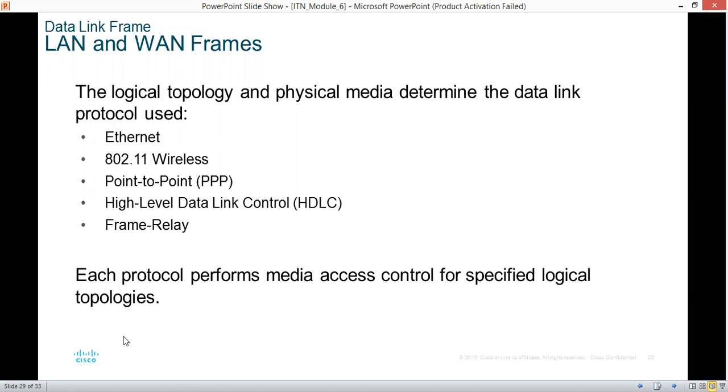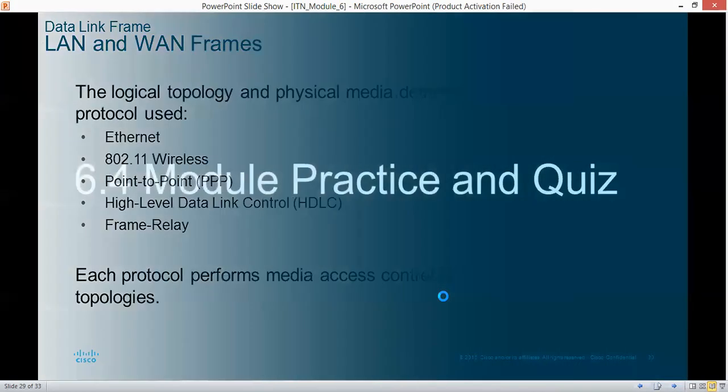So point-to-point connection, then high-level data link control, and then frame relay. These are all protocols used under your data link. That's your LAN and WAN frames. Each protocol performs media access control for specified logical topologies.